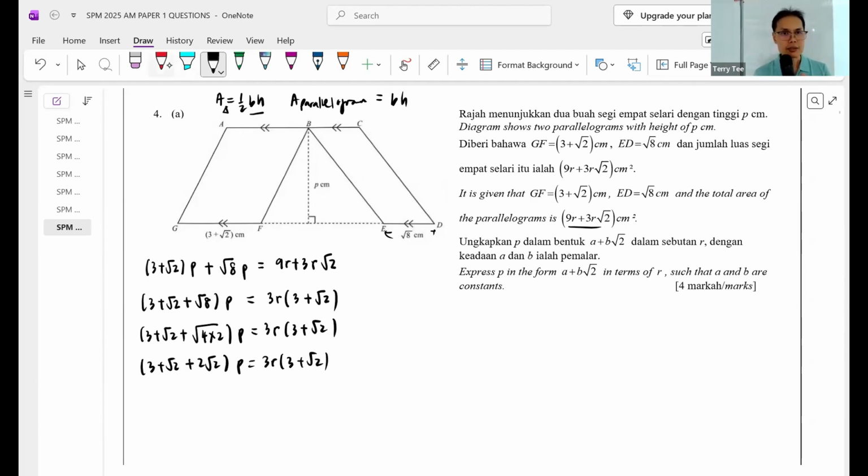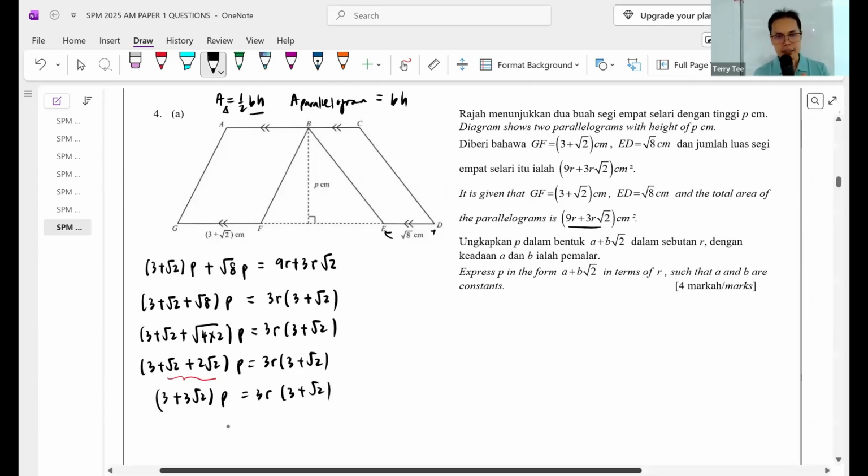Now, these two, can we add them together? What is 1√2 plus 2√2? Answer is what? 3√2. Okay, so there's a 3r, 3 plus √2. Okay, I'm doing very slowly. Now, I'm going to divide this, but at the same time, when I divide this, I notice there is a common factor. 3 plus 3√2, what can we do? We can take out what? Take out 3. Left with 1 plus √2.